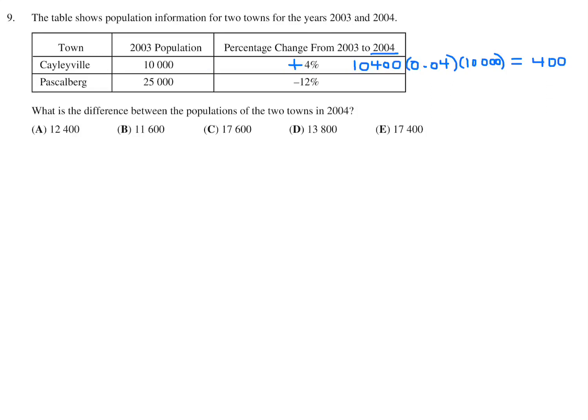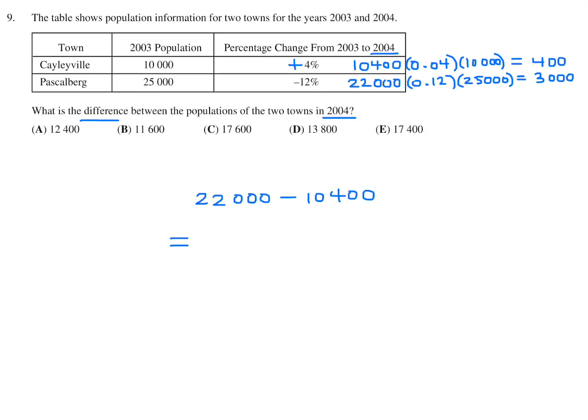And in a very similar way, you're going to figure out first 12% of Pascalburg's population, which is 25,000, and 12% of 25,000 is 3,000, and then it's a negative here, so that means you have to subtract 3,000 from the population, so that would make 22,000. Okay, and now they want you to figure out the difference between the populations in 2004. So the populations are 22,000 and 10,400. Difference means subtraction, and when you do that, you get 11,600. So number 9, the answer is B.